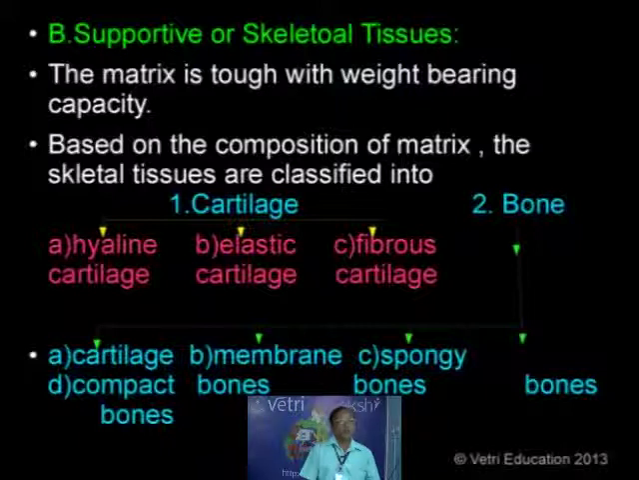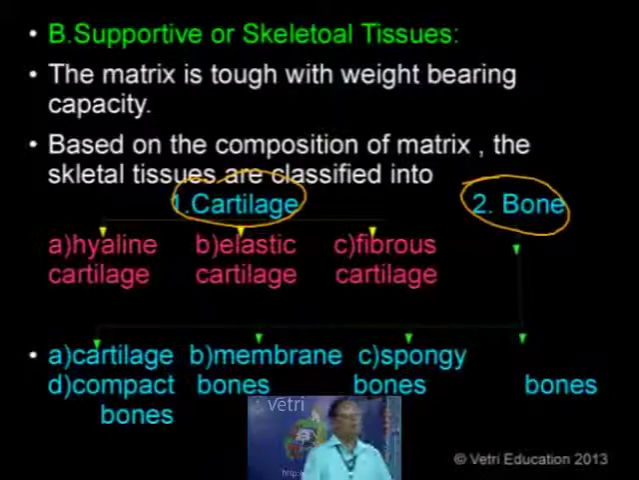Based on the composition of the matrix and the different types of cells formed, we can classify the supportive or skeletal tissue into two major types. One, the cartilage, and the second one, the bone. Both are entirely different. One main difference between bone and cartilage: the cartilage is pliable, highly flexible, whereas the bone is rigid in nature. And secondly, normally we have no blood vessels in the cartilage, but in the bone we have blood vessels. These are the two major differences between a cartilage and bone.